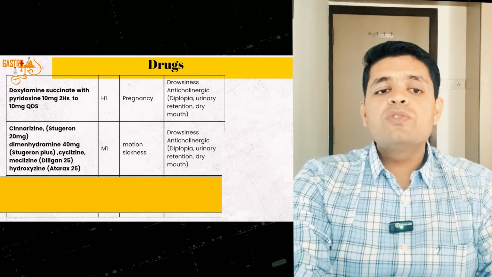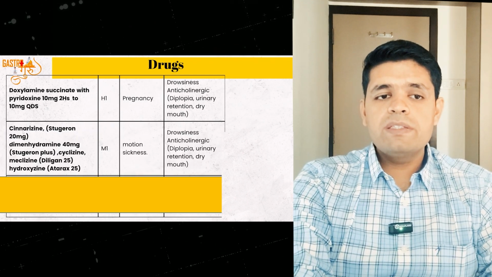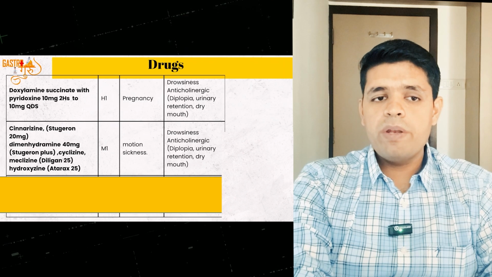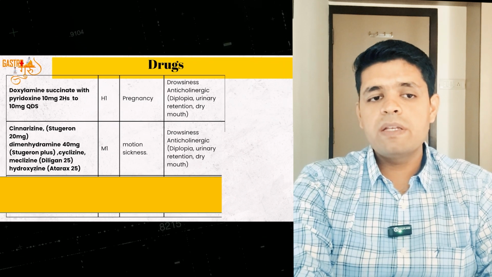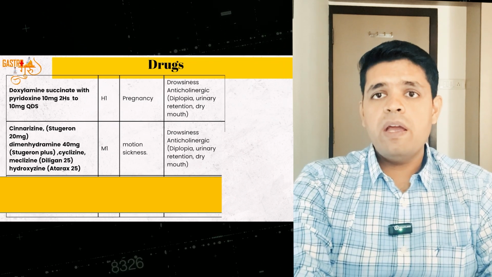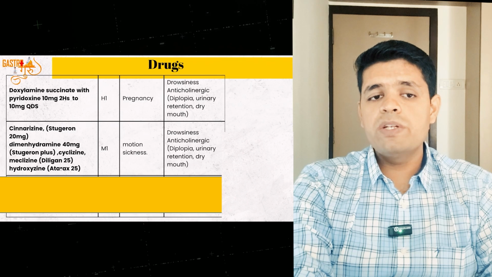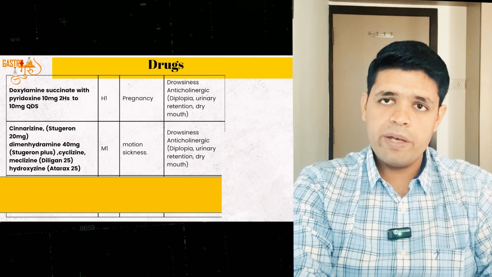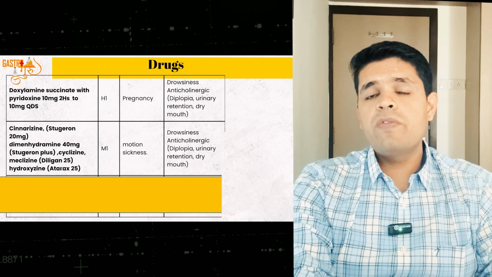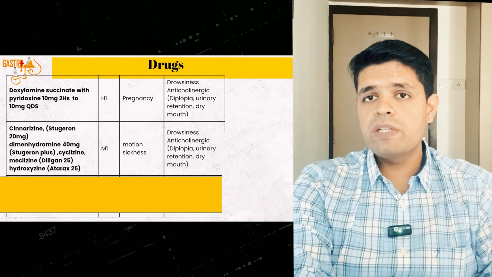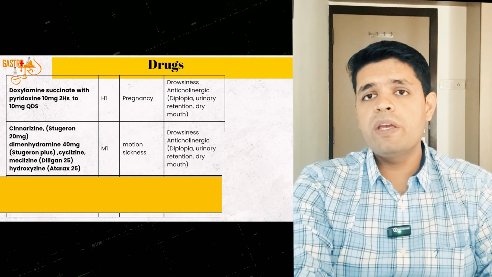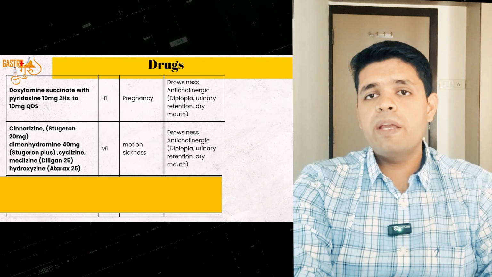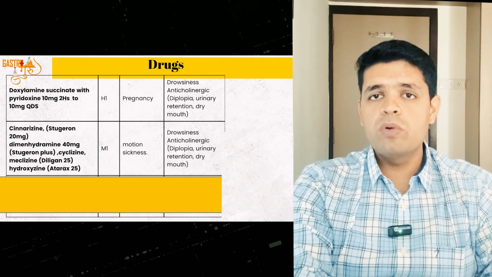Then Stugeron, that is cinnarizine with dimenhydrinate combination, cyclizine, meclizine, hydroxyzine. So Atarax, we all know that we use it for itching, but yes, it is very useful in decreasing vomiting as well. So in patients of acute viral hepatitis with cholestatic phase, if the patient is having itching and you require an antiemetic as well, then Atarax will work for both.